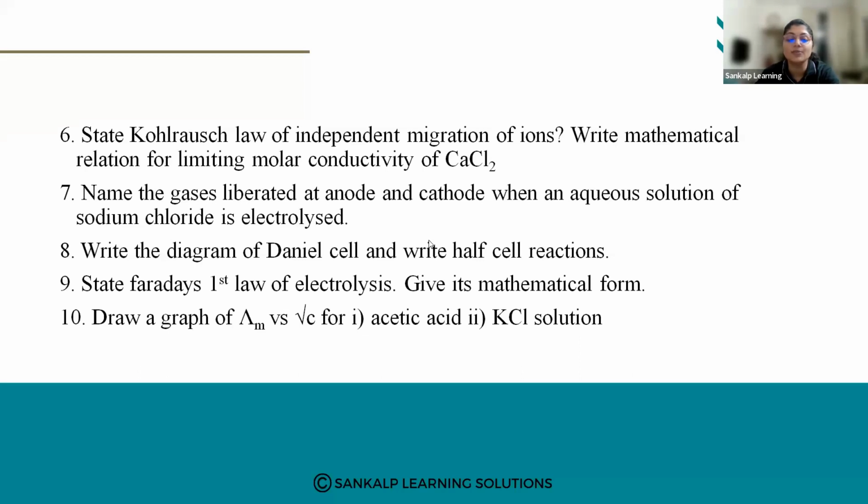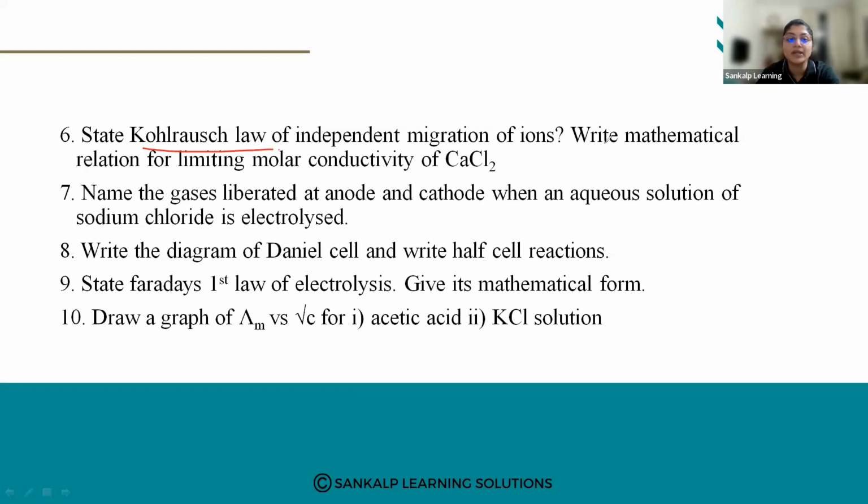It is equal to the sum of the ionic conductance of your cation and anion. That is your respective cation and anion. So this is the answer. So what is the answer? The limiting molar conductivity of an electrolyte is equal to the sum of the ionic conductance of their cations and anions. So this is the law, Kohlrausch's law.